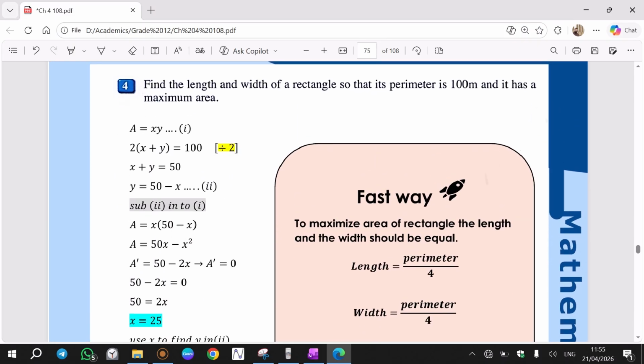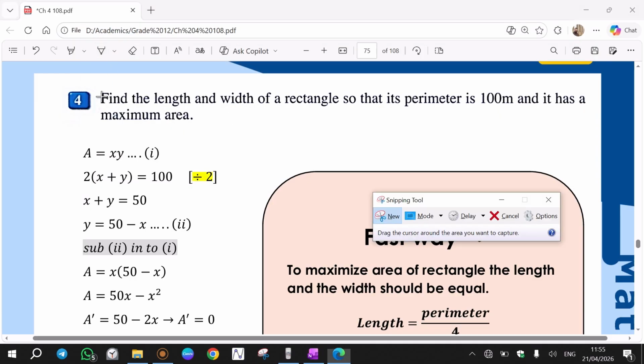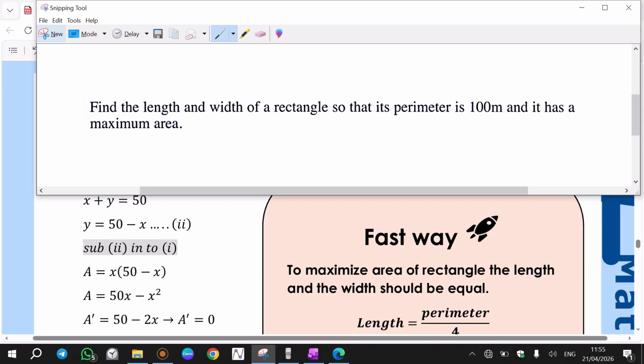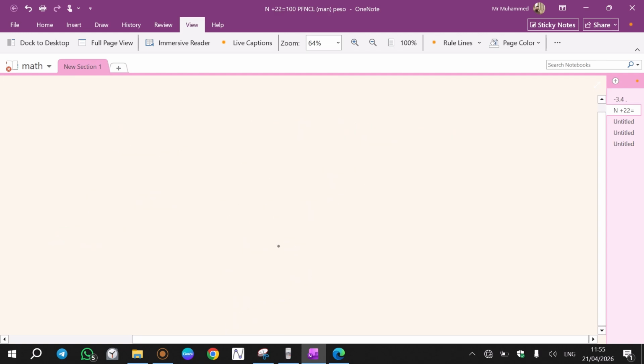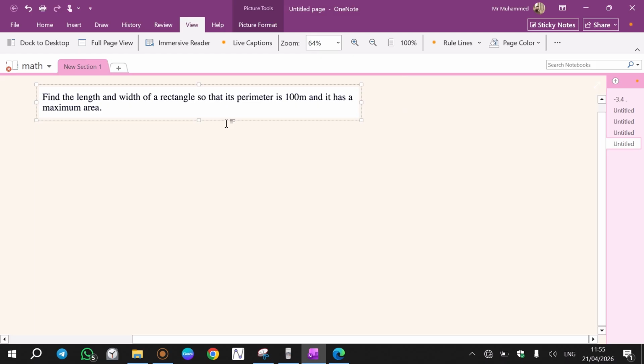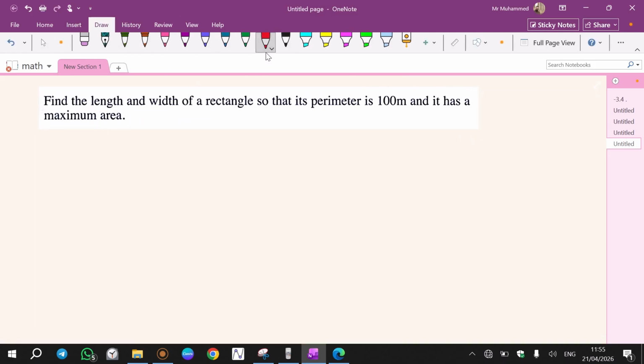Another question, question 4. Find the length and width of a rectangle so that its perimeter is 100 and it has maximum area. Again, that is a very good question. For this question, I recommend the fast way, and I'm going to explain why or how this fast way works. I can give you a very simple note. Maximum area of a rectangle happens if length and width are the same.